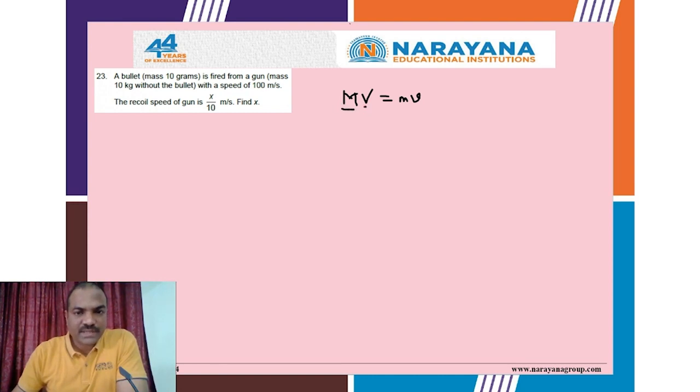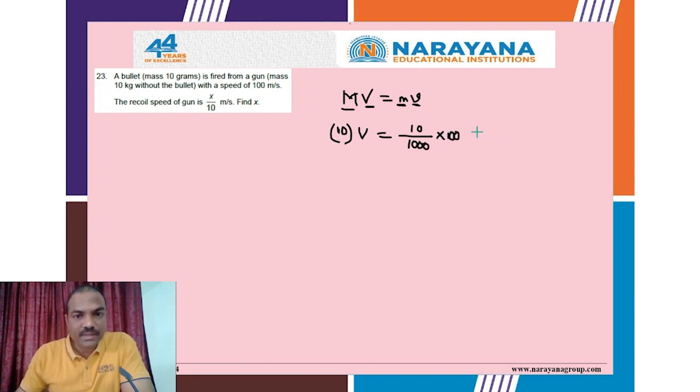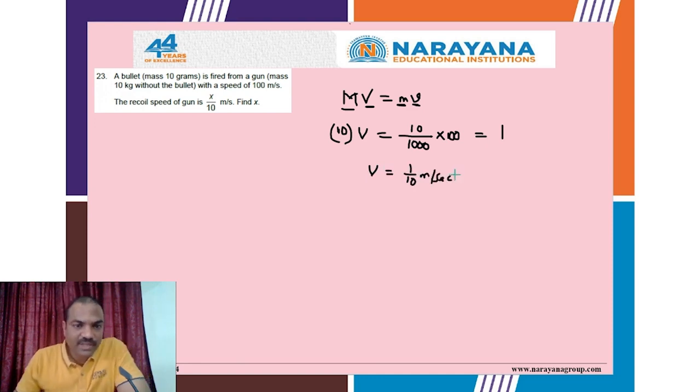M is mass of the gun, V is the recoiling speed, m is bullet mass, and v is the speed of the bullet. What is the capital M stands for? Mass of the gun, which is nothing but how much? 10 kg. So 10 in terms of kg I am writing, into recoiling speed V is equal to mass of the bullet 10 grams as given. So 10 by 1000 into velocity is 100. Okay, 100 meter per second. So all we are using in MKS units. So then this value will become 1. Then the recoiling speed will become 1 by 10 meter per second. So according to the question text, that x value is equal to 1.